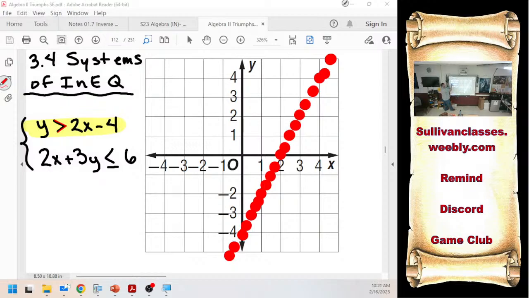Also, if I plug in 0, 0, I get 0 is greater than -4, which is true. And since that is true, I will shade towards the 0.